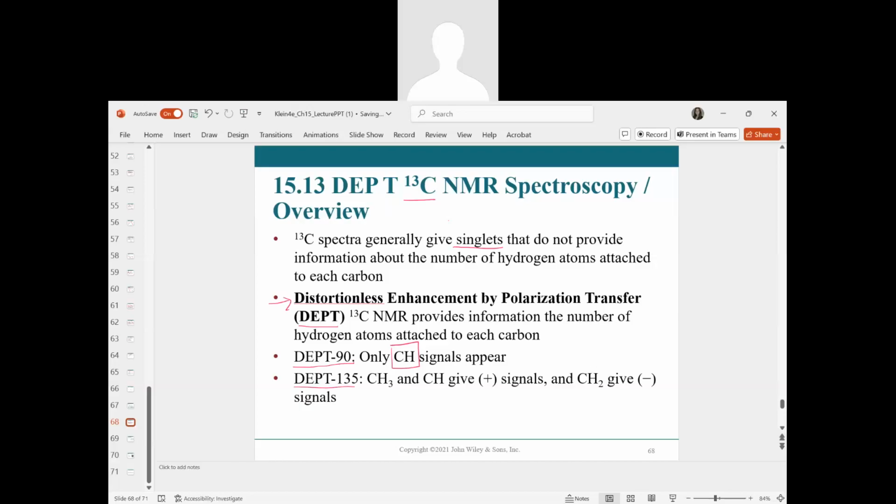Then with DEPT 135, we can produce positive signals specifically for, again, CH carbons, and then carbons that are part of a methyl group, CH3s. And then we also have with this DEPT 135 a negative signal produced with each of these CH2 groups. So again, each distinct type of carbon now, using this DEPT technique, will produce different signals, either only CH signals with a DEPT 90, or CH and CH3 positive with the DEPT 135, and then CH2 negative.